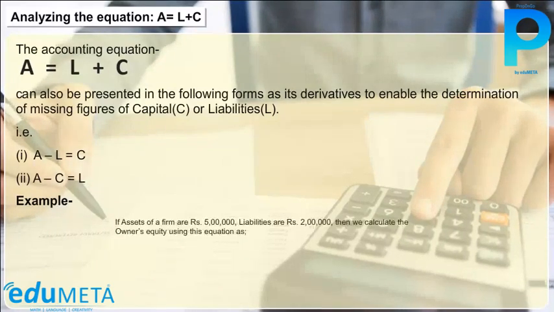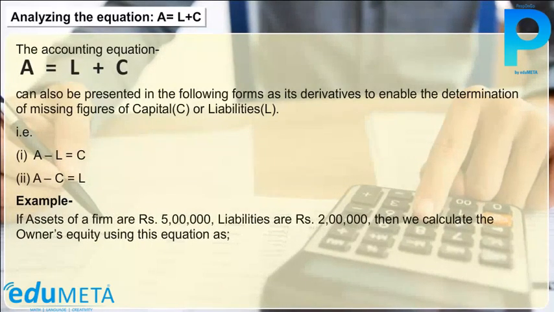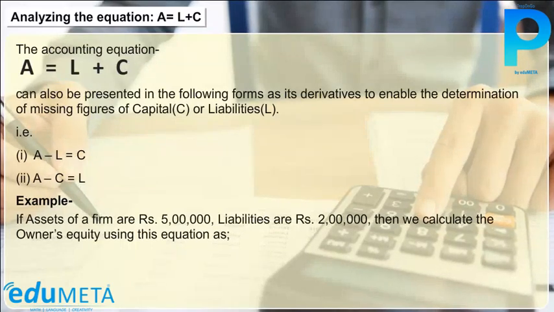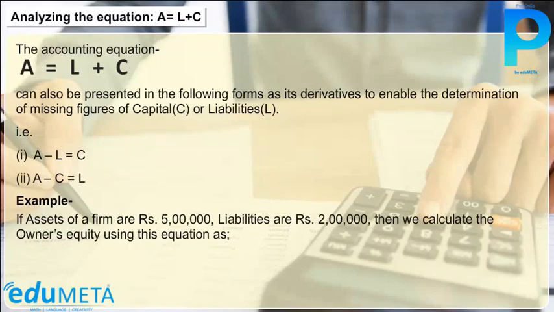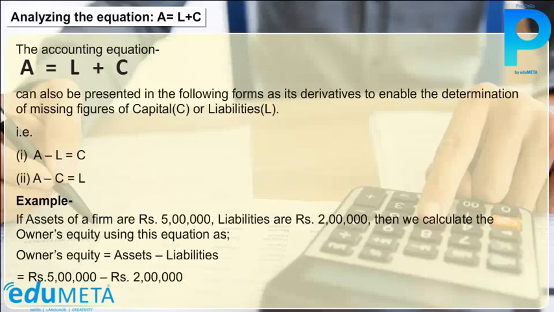Example, if assets of a firm are 5 lakh rupees, liabilities are rupees 2 lakh, then we calculate the owner's equity using this equation as owner's equity is equal to assets minus liabilities is equal to rupees 5 lakh minus rupees 2 lakh is equal to rupees 3 lakh.